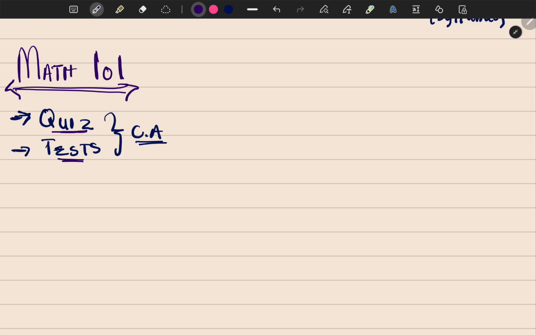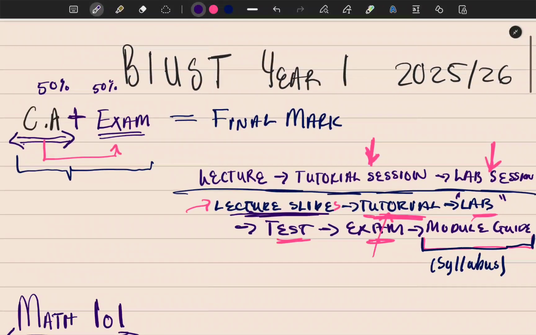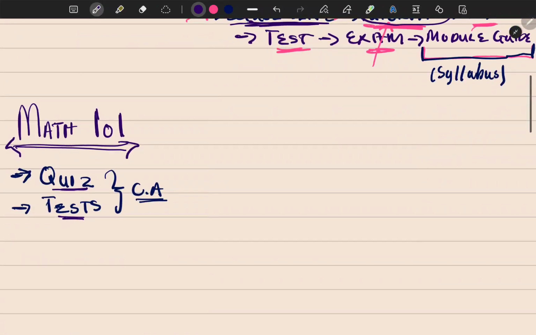Do not underestimate a quiz. You have to be ready. How do you prepare yourself for a quiz? By doing the tutorials. Remember, a tutorial is a PDF you are going to be given, which will have a set of questions, a lot of questions, where you are going to practice and practice and practice.